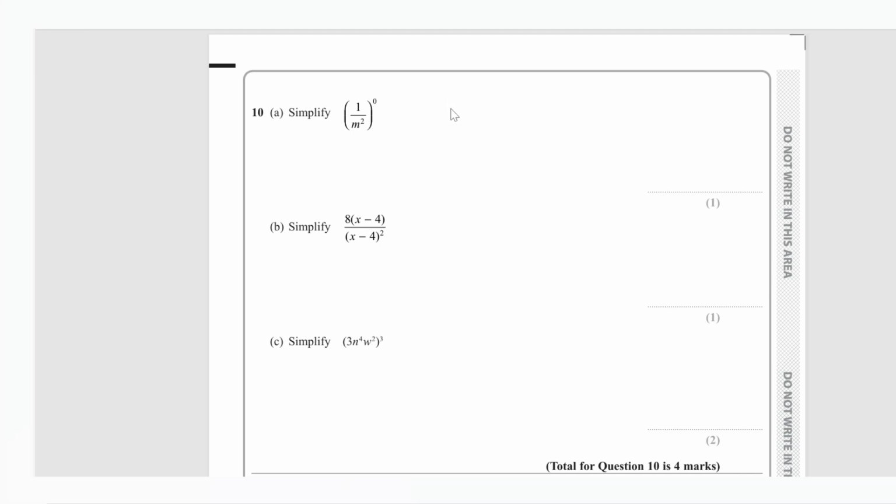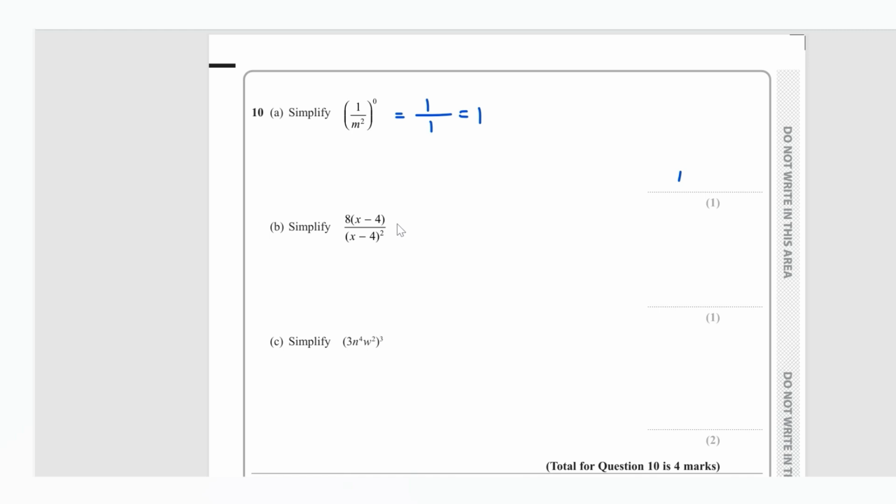So if we look at the first question here, we've got 1 over m squared raised to the power of 0. Now, as we discussed earlier, anything to the power of 0 is just 1. So 1 squared is 1. m squared to the power of 0 is just 1. So 1 is our final answer.